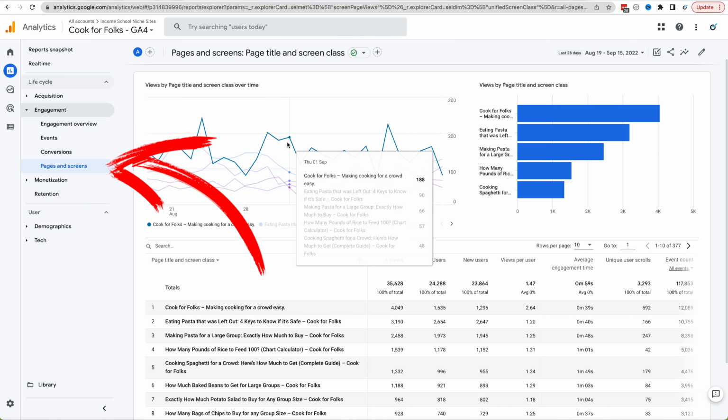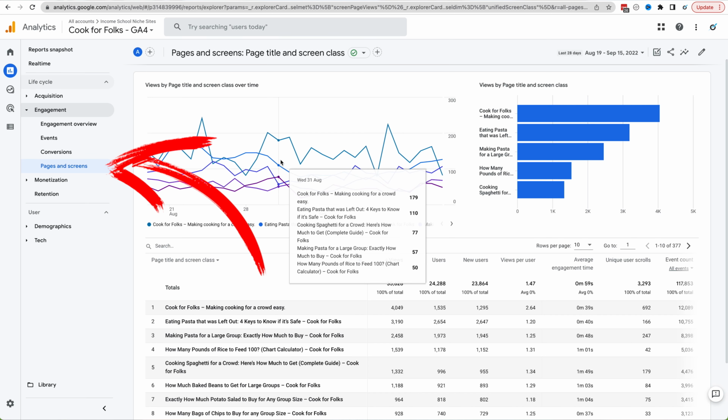Under engagement and then pages and screens, this report here is pretty awesome. I use it all the time. And essentially what it's doing is it's ranking all the pages on the website in order of traffic for whatever time frame I'm looking at. I'm looking at the default, this is the last 28 days. I don't necessarily care what was ranking really well 6 months ago. I wanna know what's gonna have the most impact right now.